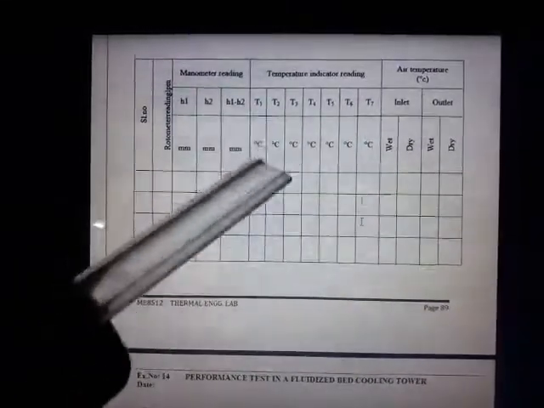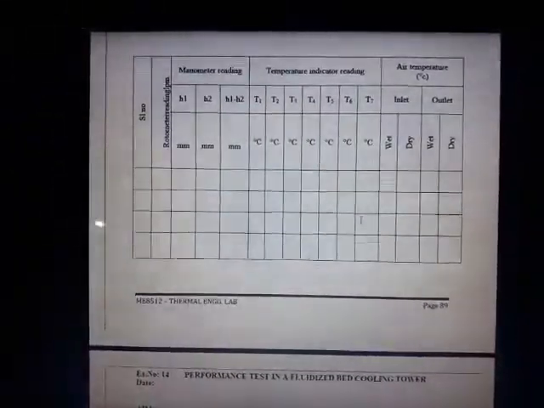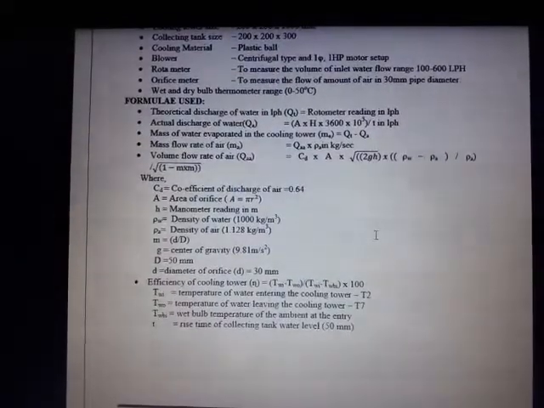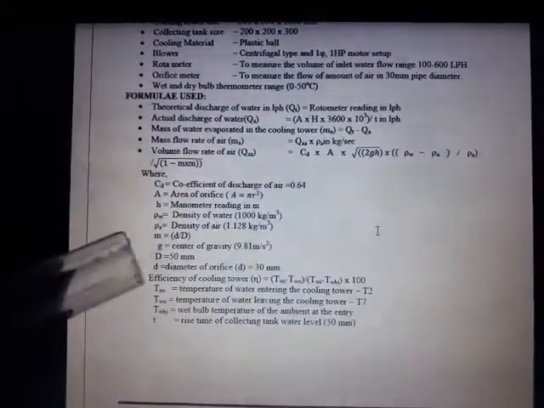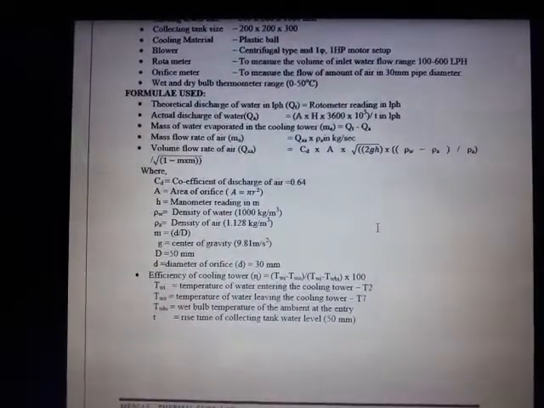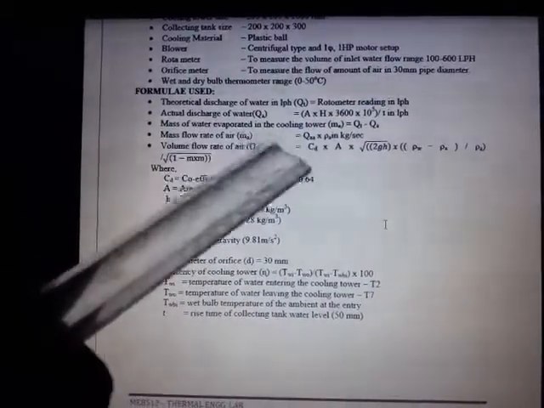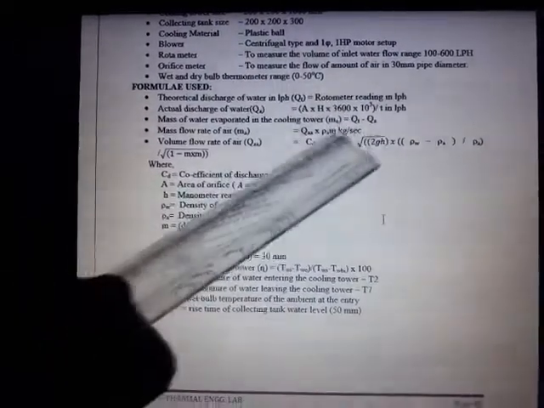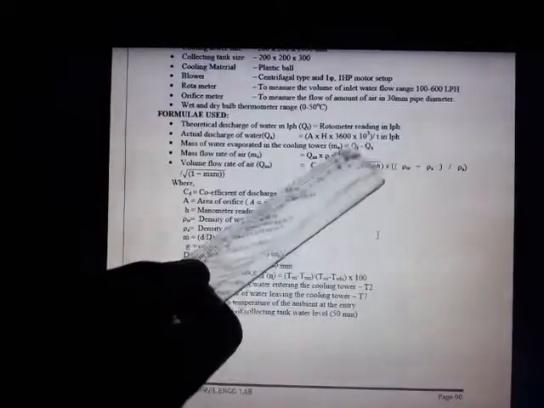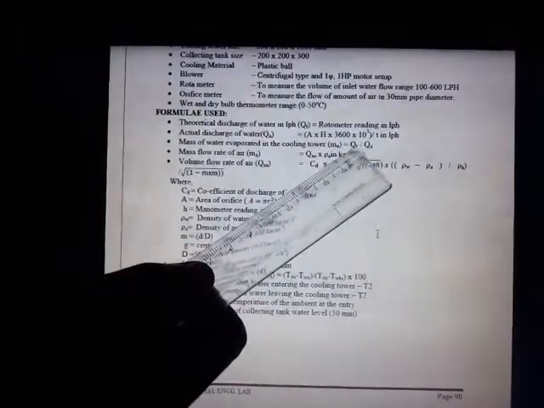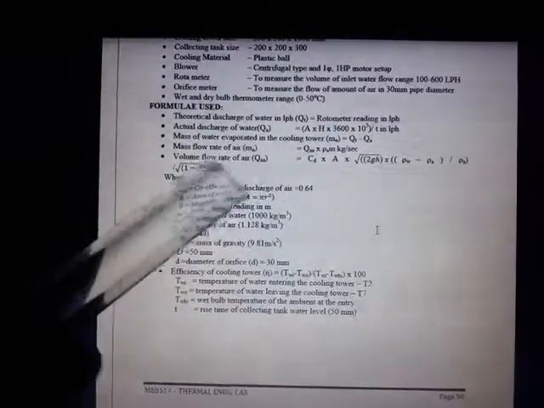Next we have to discuss the formulas for calculating the efficiency as well as the mass of water evaporated. Here two formulas are mentioned. First is the theoretical discharge of water, next the efficiency of the cooling tower. These are the two terms we have to calculate. The mass of water evaporated in the cooling tower is the difference between the theoretical discharge and the actual discharge. We have to find the theoretical discharge QT, and then the value of QA, the actual discharge of water.